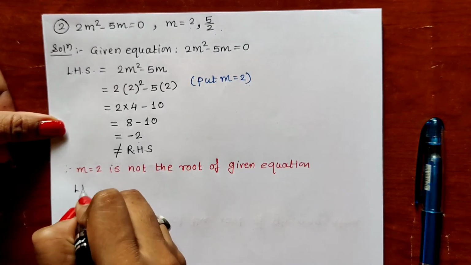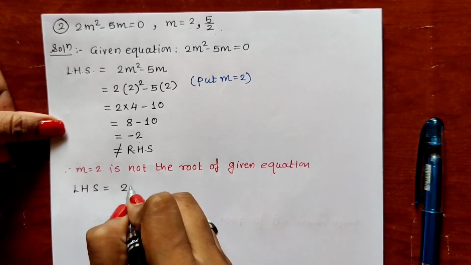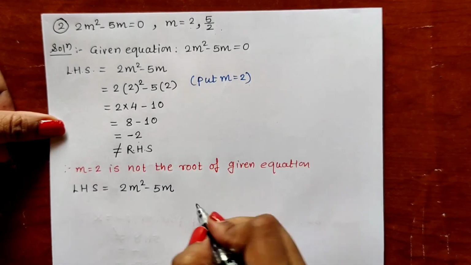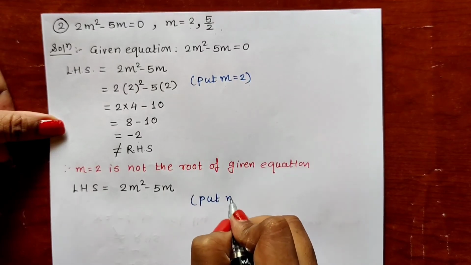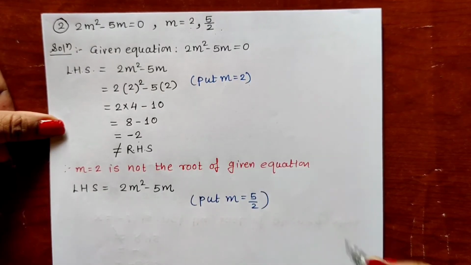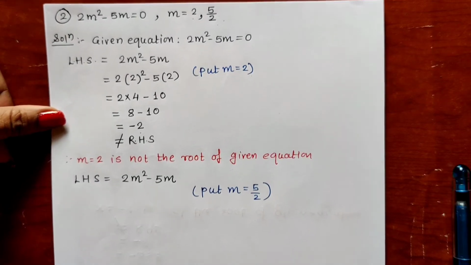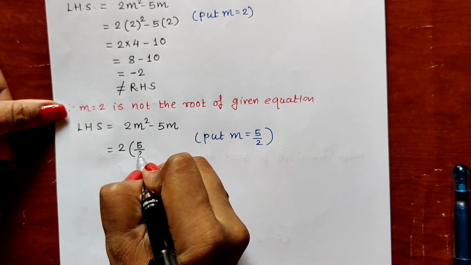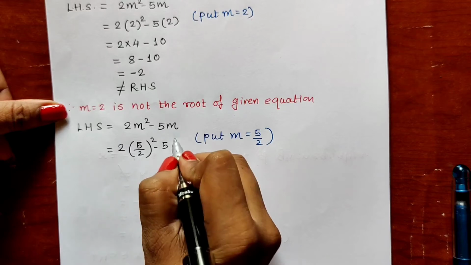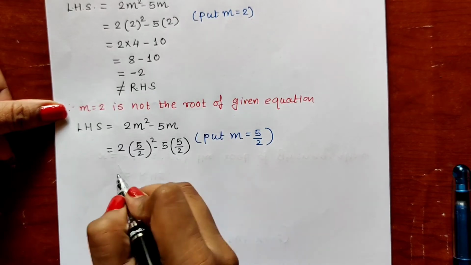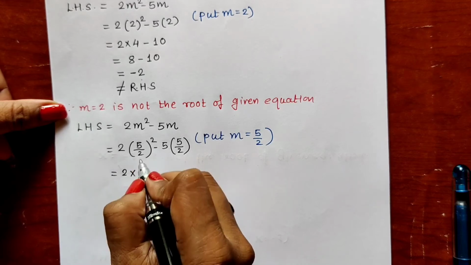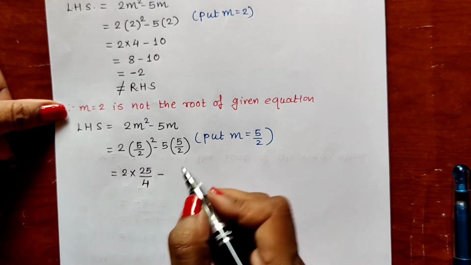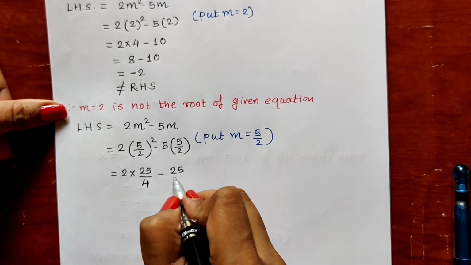So again we will be writing left hand side is equal to 2m square minus 5m. Now let us put m is equal to 5 upon 2. So wherever there is m, we will be writing 5 upon 2. So here it will be 2 into 5 upon 2 square minus 5 into 5 upon 2. Now solve. 2 into 5 upon 2 square. 5 square is 25. 2 square is 4. Minus 5 5s are 25 upon 2.